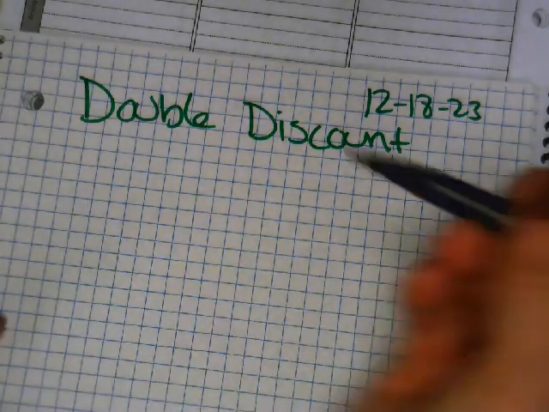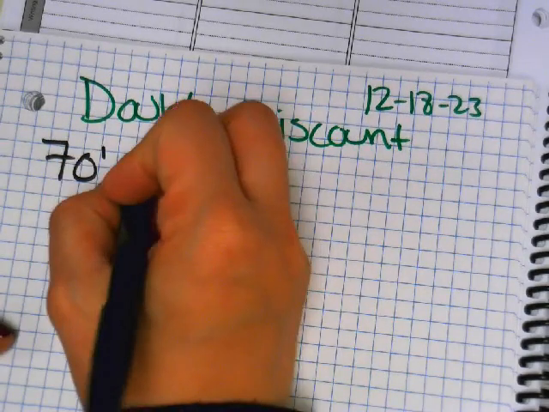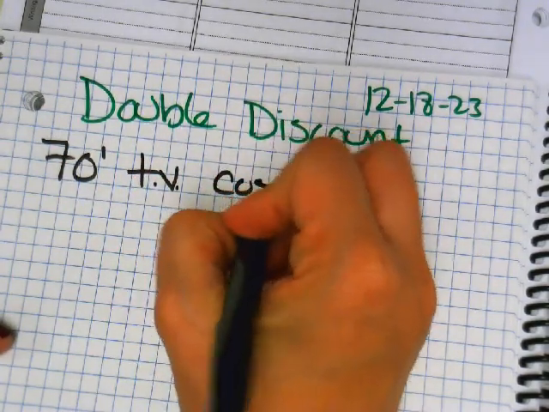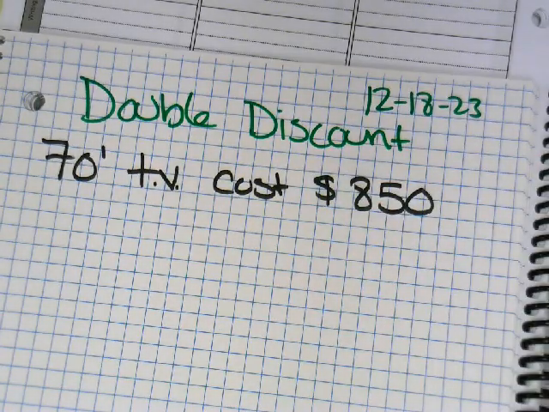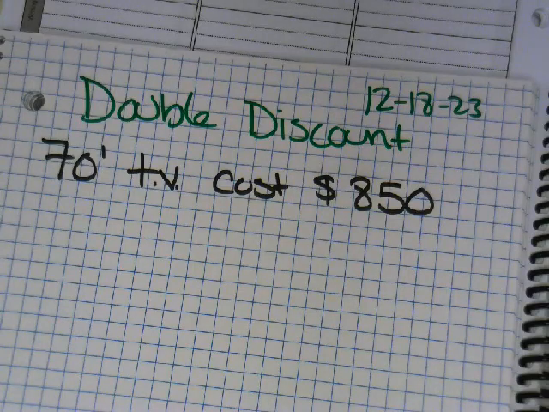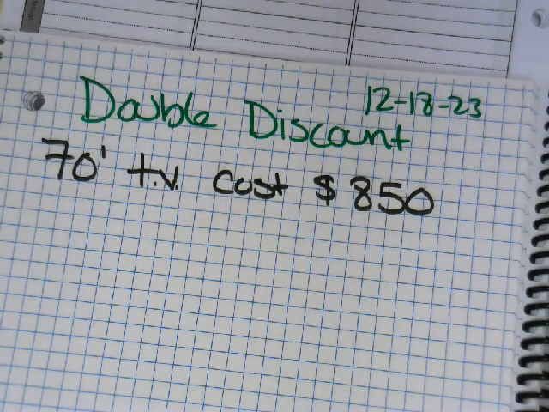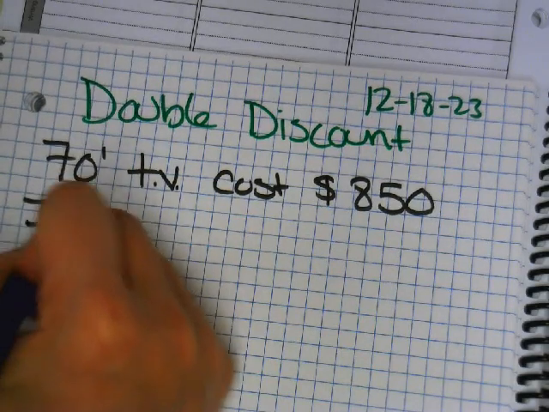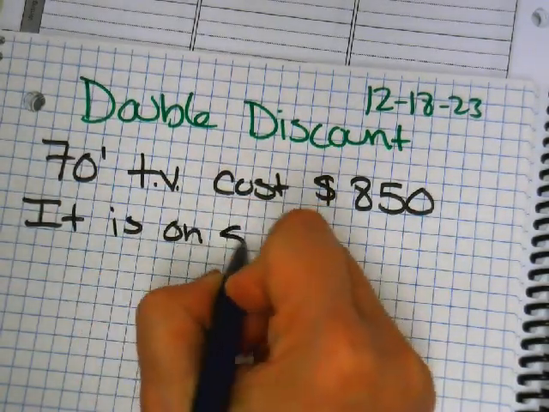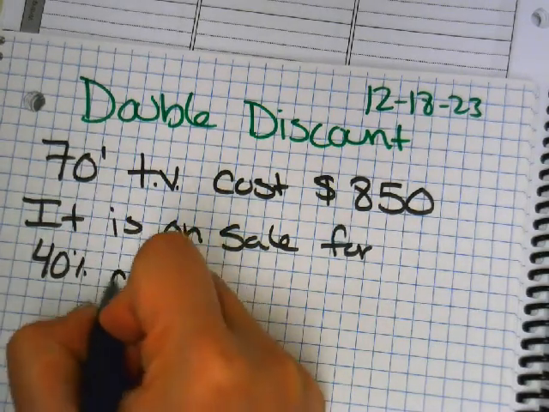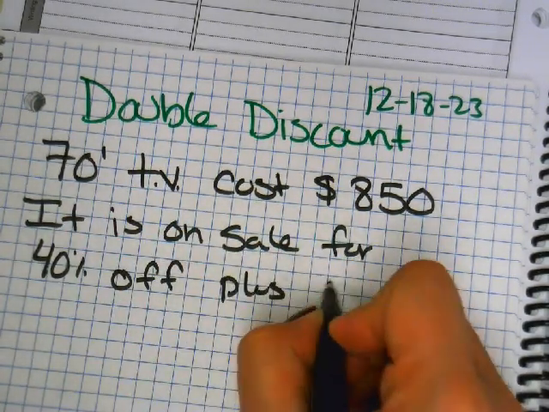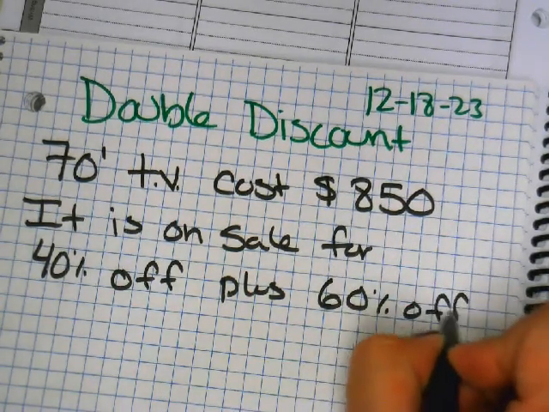So let's say I'm going to buy a 70-inch TV for the class, and it costs $850. So this big screen TV costs $850. But because it's at the end of the year, they want to sell it and push it out. They don't want to have it for next year. So it is on sale for 40% off plus 60% off. So they have two discounts.